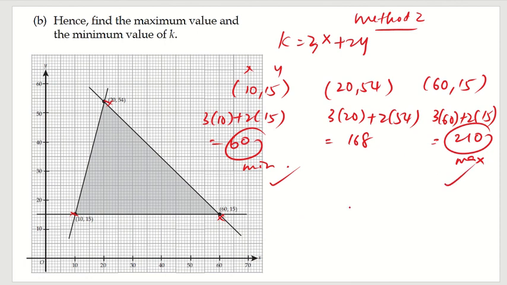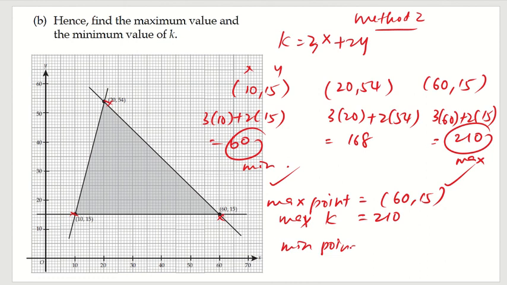Okay, remember to write your conclusion. The maximum point is what? Then your maximum value of k is what? 210. The coordinate, remember to write. And another one, the minimum point is 10, 15. Okay, use method 2, easier. Then your minimum value of k is 60. Okay, this is done. Full marks, 10 marks.